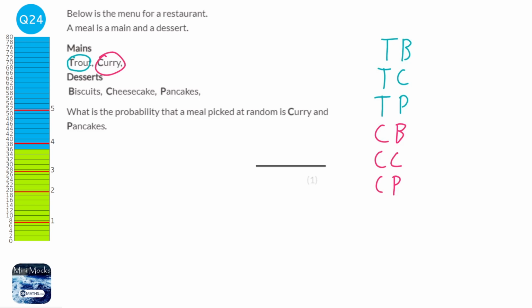Now, to work out the probability, it's the amount of successful outcomes over the total amount of outcomes.